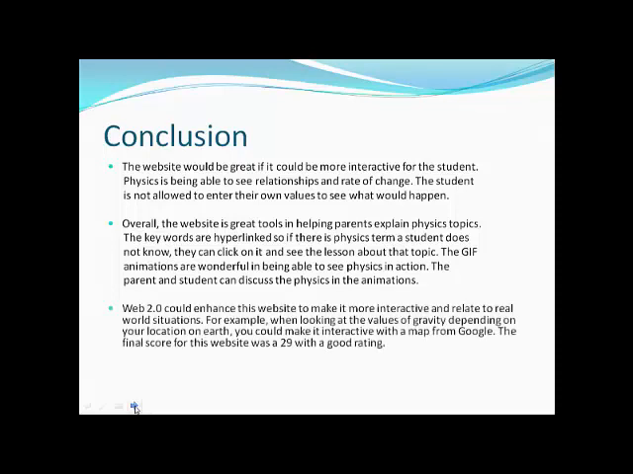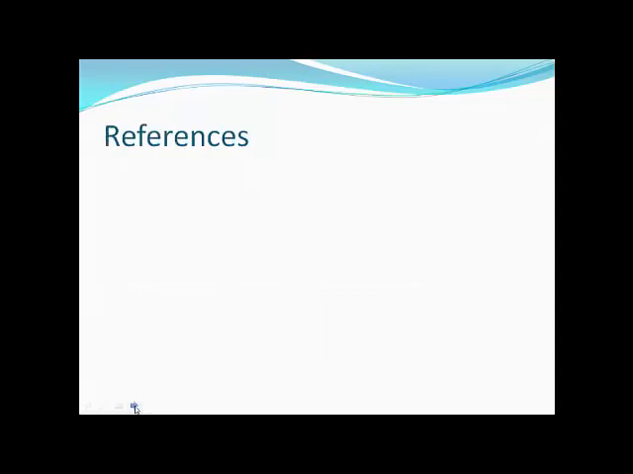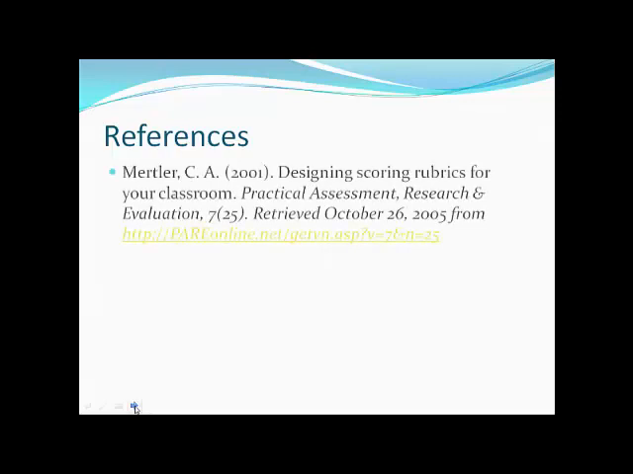Web 2.0 could enhance this website to make it more interactive and relate to real-world situations. For example, when looking at the values of gravity, depending on your location on Earth, you could make it interactive with a map from Google. The final score for this website was a 29 with a good rating. And its references are, as you can see here.